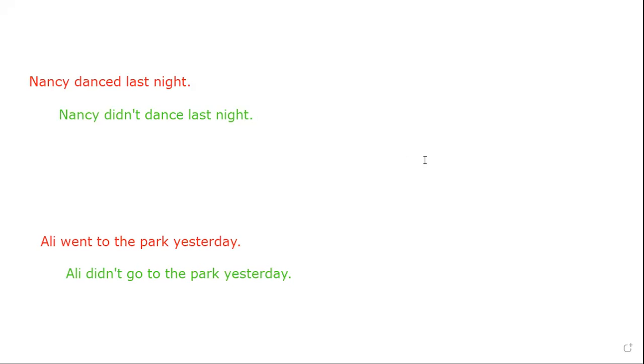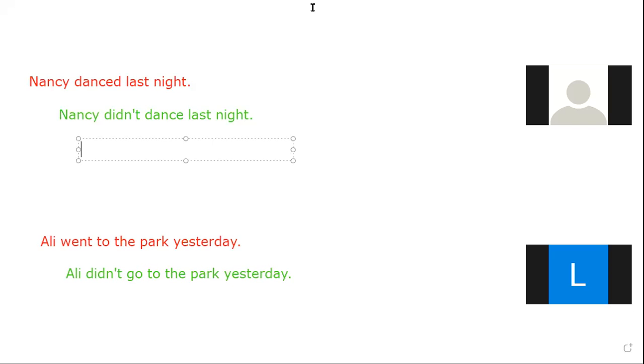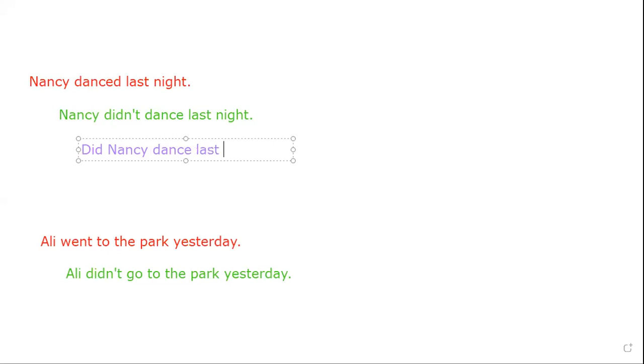Nancy? Yes, miss. Can you change the first sentence to the interrogative? Did Nancy dance last night? Excellent. You can use it this way, as a yes/no question. Did Nancy dance last night?